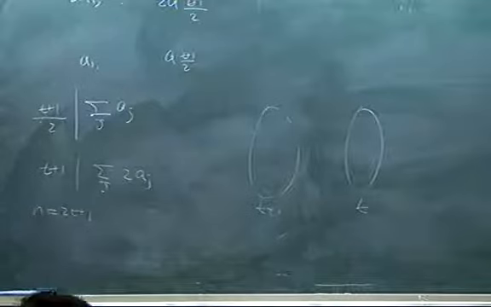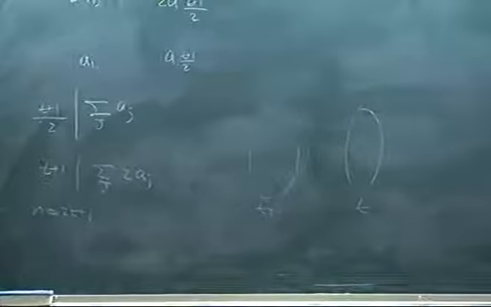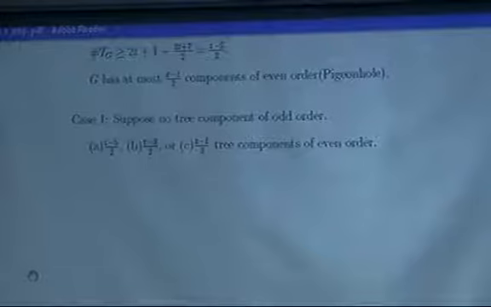So considering these two, we deal with the case where G does not contain any tree component of odd order. And after this, if you have a tree component of odd order, then we will use some transformation to get rid of those components. And then the case will reduce to this case.